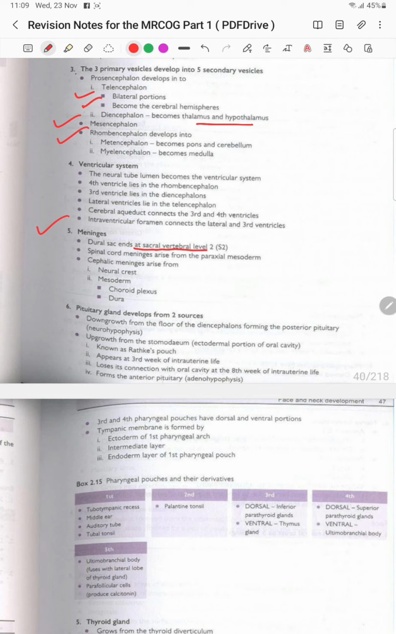meninges arise from the paraxial mesoderm, and the cephalic meninges arise from the neural crest and the mesoderm, the choroid plexus, and the dura.